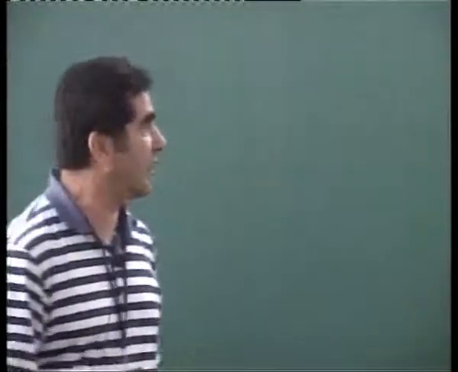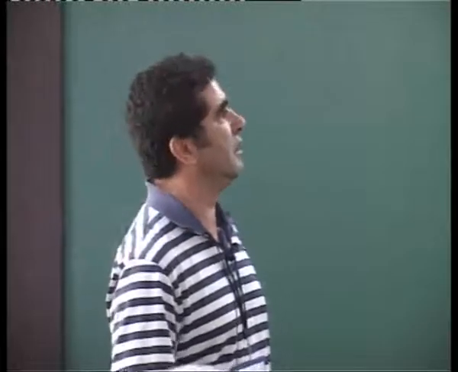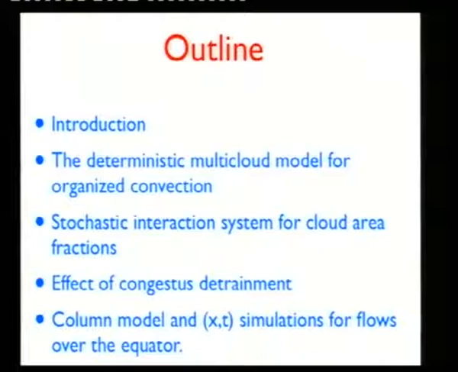This is the outline of my talk, which is a short introduction of what we are doing, and how and why. I will give you an introduction to the deterministic multi-cloud model for organized convection, which we have been working on with Andy for a while now. Then I will talk about the stochastic version of it, and then about a new effect that we recently introduced to the stochastic model: the effect of congestus detrainment. I will explain what that is. Then I will show you some new simulations with the stochastic model, on a column model and on XT simulations for flows above the equator.